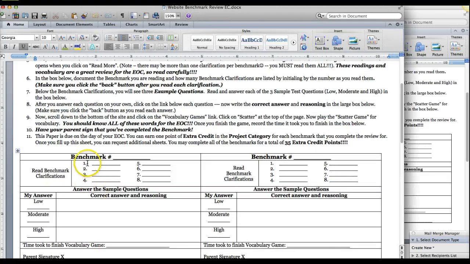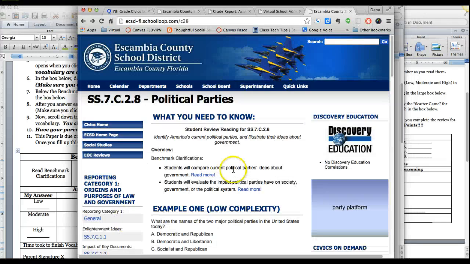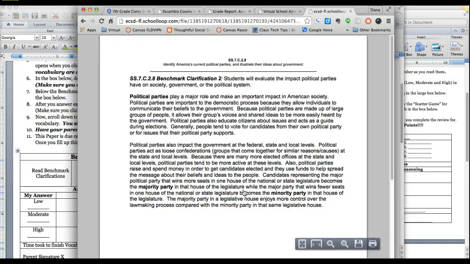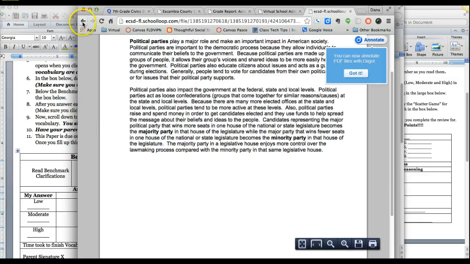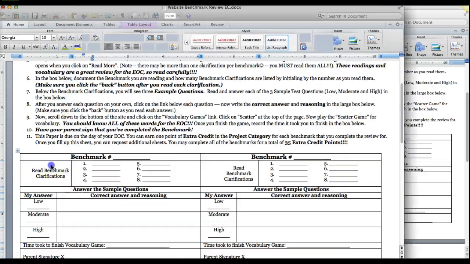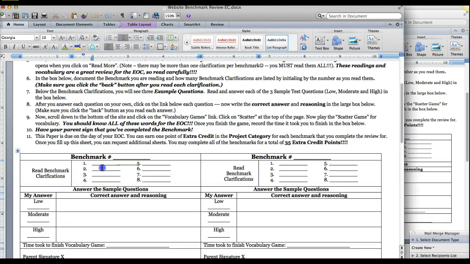So you would, right here by this number 1, you would put your initials, okay? For me, it would be DB. For you, it would be your first initial of your first name and first initial of your last name. My name's Dana Bunton, which is why I would put DB, okay? Then we'd go back to our website and we'd read the second clarification. We'd read more. We'd read all this information. We'd click back. We'd come over here and we'd initial number 2.